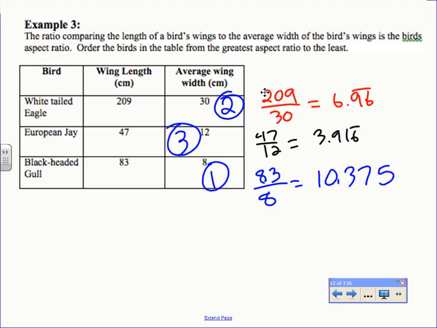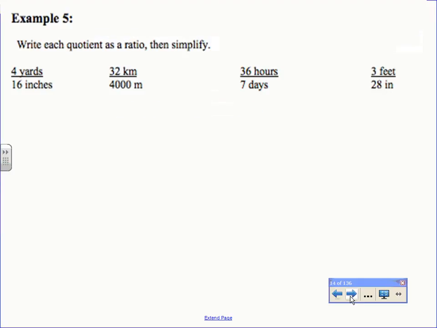Okay, we're going to do 2 of these, so don't go too far ahead of me. Example 5 is an example where the ratio is already given to us. We just have to rewrite it and simplify it. So you do not have to write this 3 different ways. We're just writing each quotient as a ratio and then simplifying. Really we just need to simplify here because a fraction is a ratio.